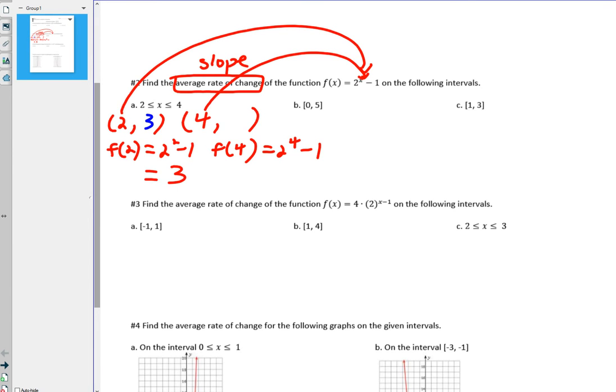Uh-oh, hard one. What's 2 to the 4th? And don't tell me 8. 16, good. What's 16 minus 1? 15. So f at 4 gave me 15. Now here's where you're going to have to find some space, because I'm going to go ahead and erase this.